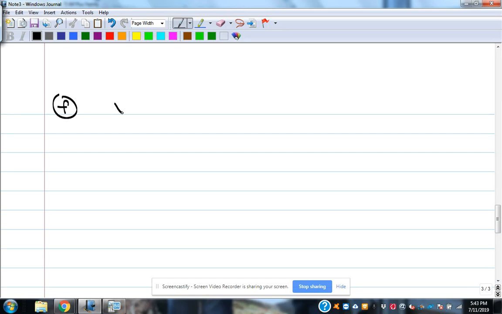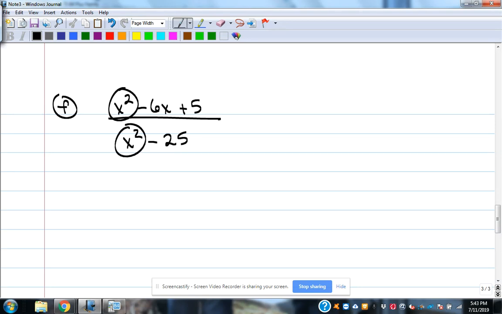So here's our problem. x squared minus 6x plus 5 over x squared minus 25. Okay. One thing I will caution you on, and this is a common mistake with this material, is you cannot cancel the x squared and the x squared together. You can't cancel things that are tied together with addition or subtraction. You can only cancel factors, things that are multiplied together.